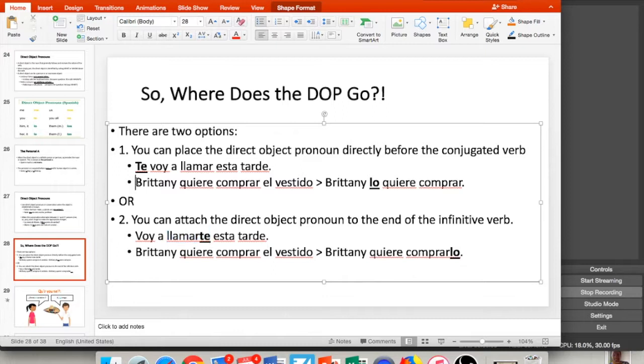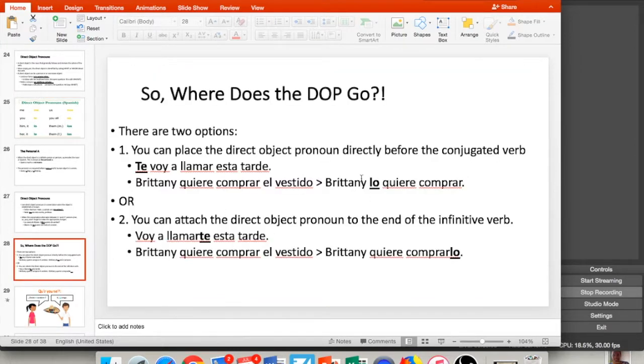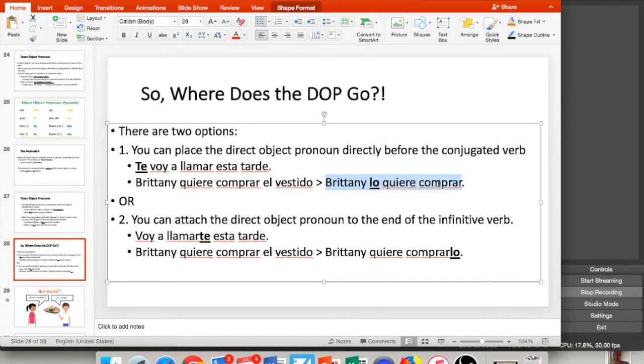Up here, we see Brittany quiere comprar el vestido. Brittany wants to buy the dress. What does Brittany want to buy, or whom does Brittany want to buy? Oh, she wants to buy the dress. So el vestido is my direct object. Would the dress be it or them? Good, the dress is probably it. And is vestido masculine or feminine? Am I going to use lo or la? You can look back here and see that dress, because it ends in an O, would be masculine. The masculine way to say it would be lo. So as I'm rewriting it, I can say Brittany lo quiere comprar, or I can attach it to the end, and I can say Brittany quiere comprarlo, attaching it to the infinitive.